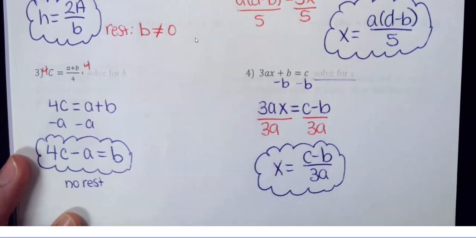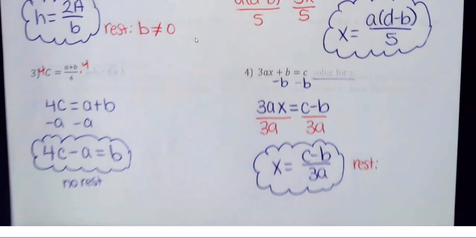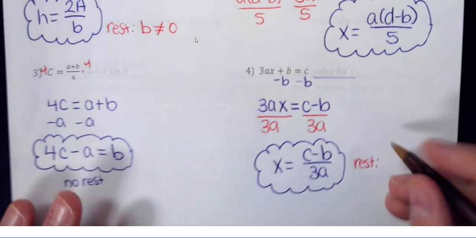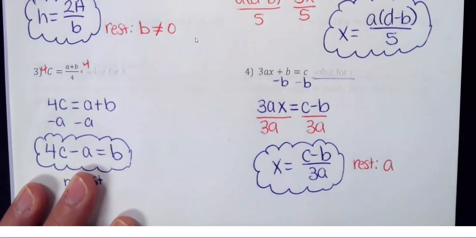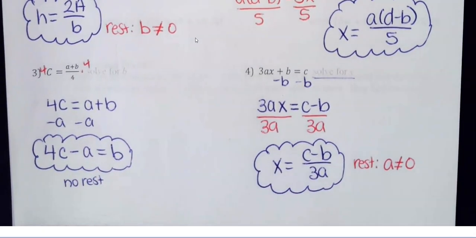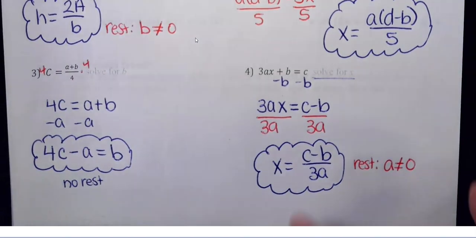Okay, now, this one does have a restriction, because I got a variable in the denominator. Does anybody know what the restriction would be for this one? Perfect. The 3 doesn't matter. It's the a. If you plugged in 0 for a, that would cause that denominator to be 0. So just say 3a, or sorry, just a can't be equal to 0. Does anybody have any questions? Okay, each one of these is just a little different.